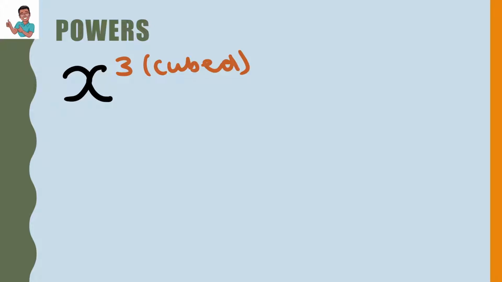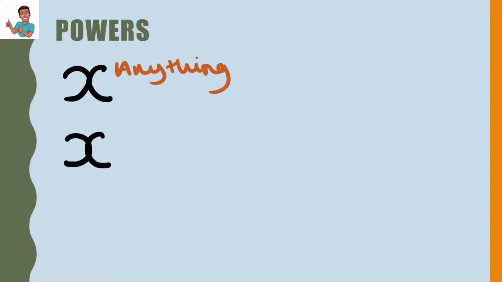We can have any number, so we can have 4, we can have 5, we can have 6, we can have anything. We can also have algebra up there. This will be our next topic we're going to be focusing on. Okay, let's see what this actually means.